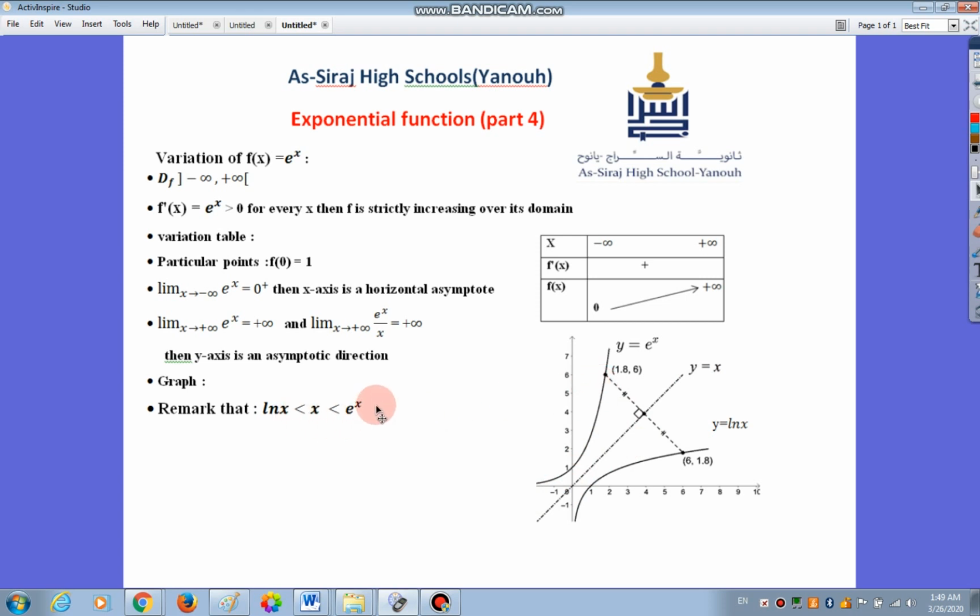So I can remark the following: ln x is less than e^x, and I may use this property in any exercise about limits or about anything. So this is a fact. ln x is always less than x, which is always less than e^x. And sometimes in an extra exercise, they ask me to show this property. We will see this later.